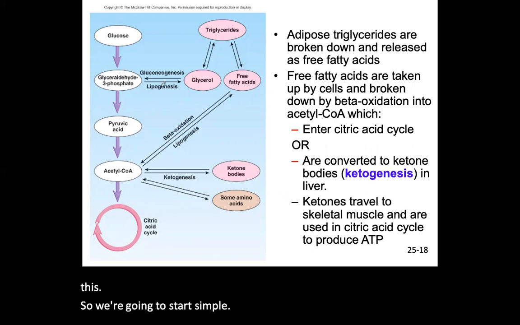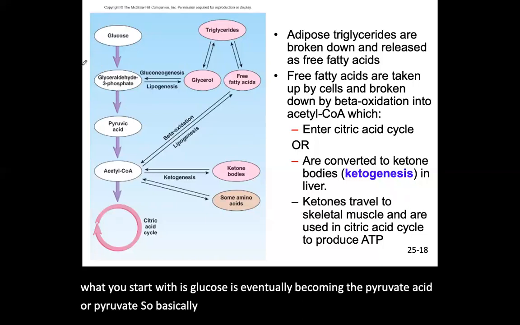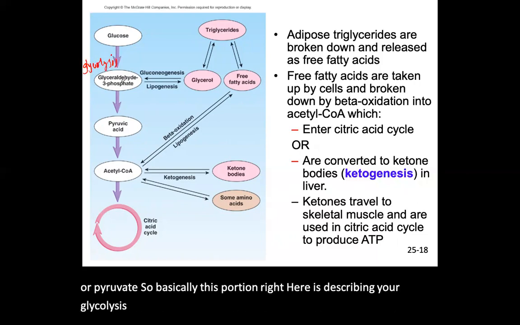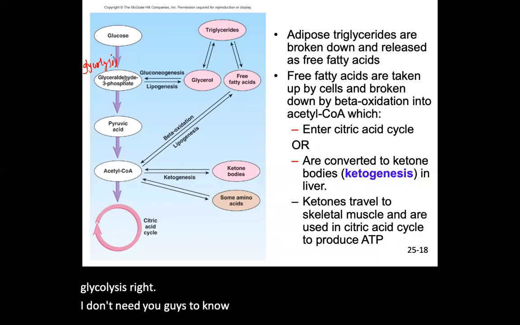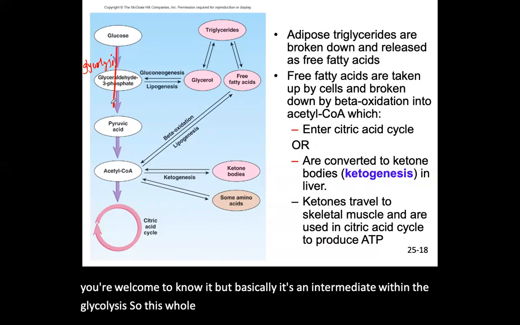So let's take a look at what we have in the white, on the, I guess, the left-hand side. So what you start with is glucose. Glucose is eventually becoming the pyruvate acid or pyruvate. So basically this portion right here is describing your glycolysis, right? I don't need you guys to know the glyceraldehyde triphosphate. You're welcome to know it, but basically it's an intermediate within the glycolysis. So this whole process going from here to here basically is describing glycolysis.